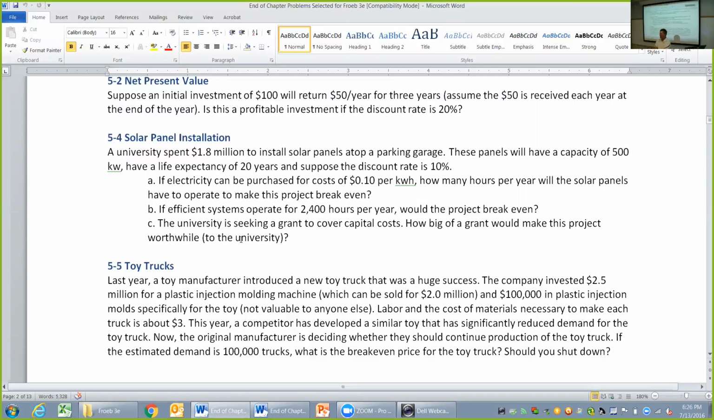What I'd like to see you do is, if you do a variation, especially on a problem like this, explain what the current answer is as best as possible, and then maybe point out an error that they made or some variation on it, and then do something different. Yes. Thank you. Just that the efficient system operates for 2,400 hours per year.